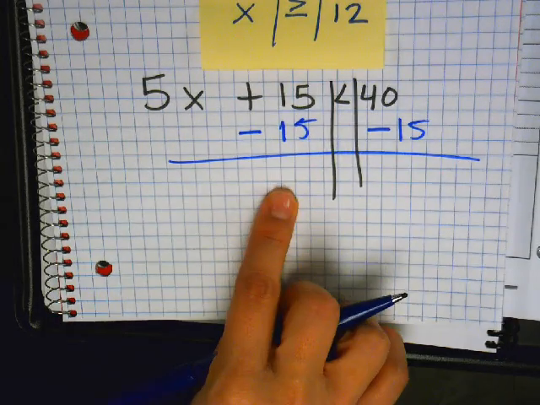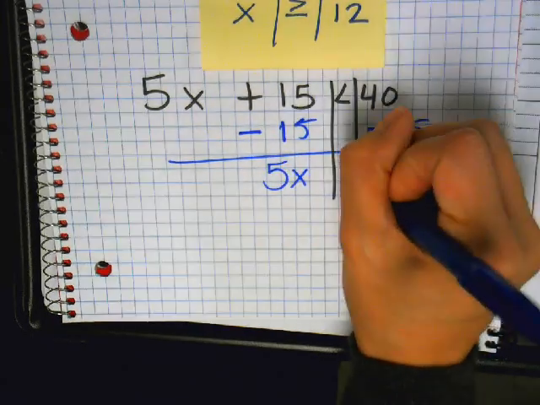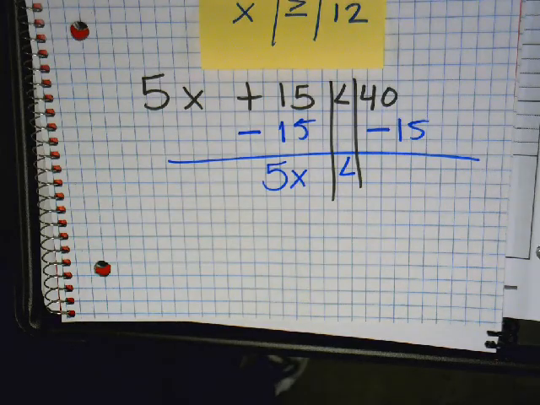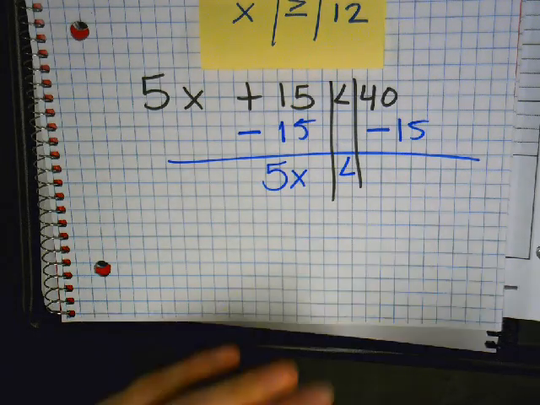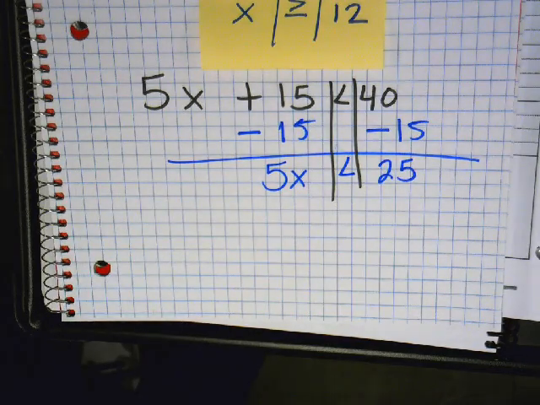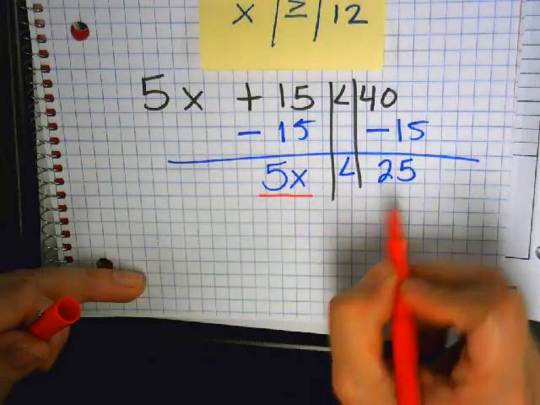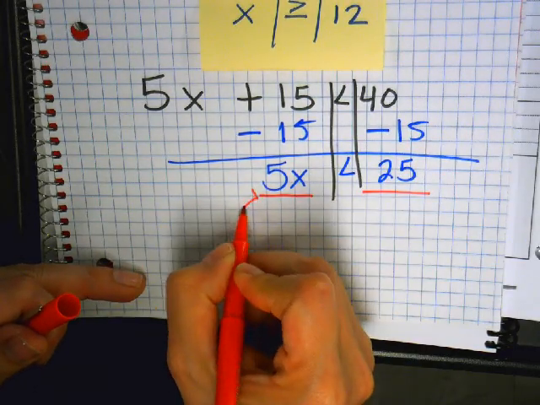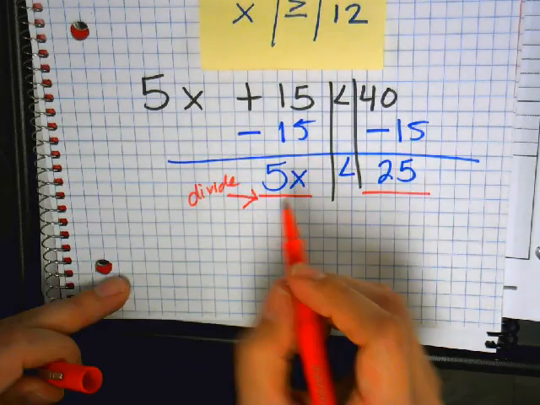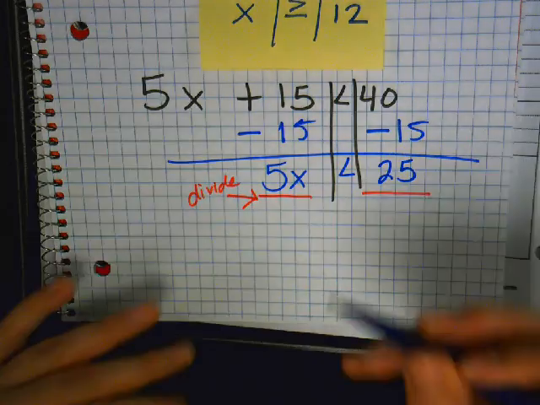What do I have on this side? Yep, 5x less than. Now do the math. What's 40 minus 15? 25, when you borrow. Okay, what's my last step? Divide. Remember that right there means divide. So this red line is division. What number am I going to divide by? 5.